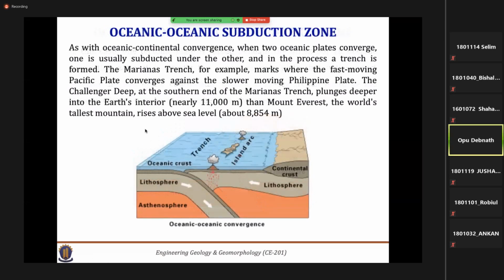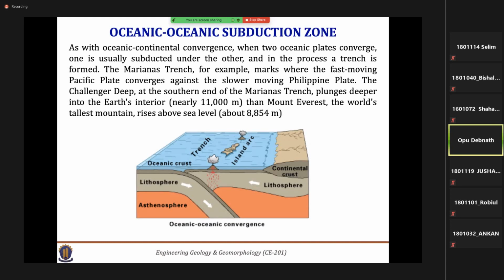And the next one is the oceanic subduction zone. This is the same as before, but the two plates are both oceanic plates converging, and during this process, a trench is also formed. The most widely known trench, a term known to all of you, is the Mariana Trench, for example.